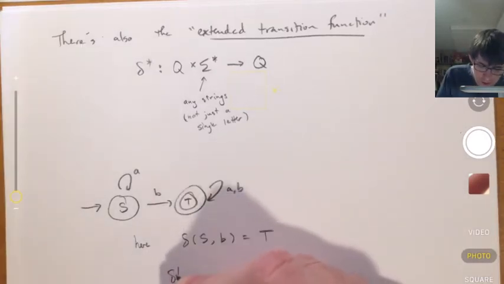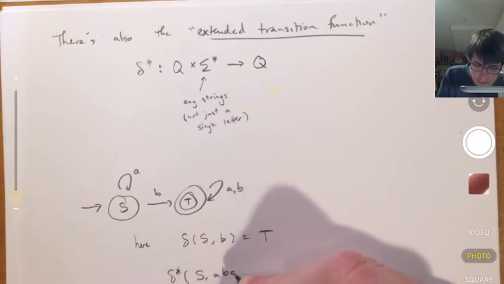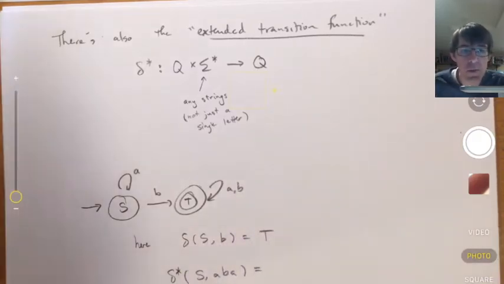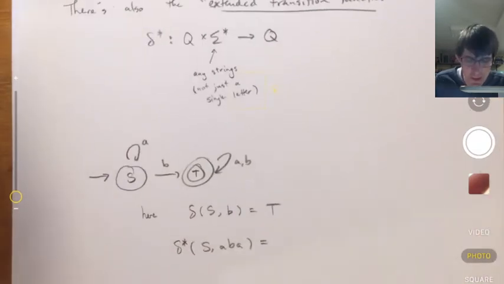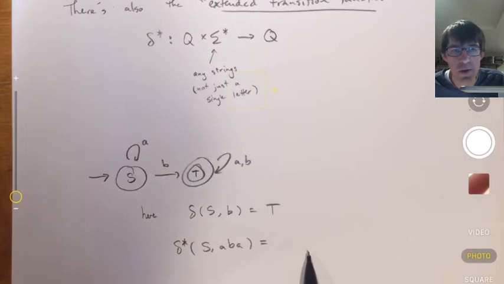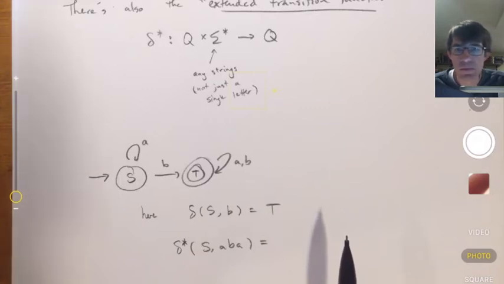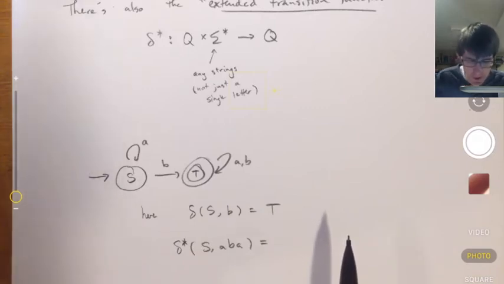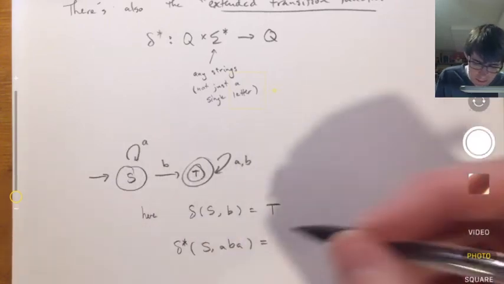It works like this. What is delta star of, let's say, S, A, B, A? It's the same idea, but you're just putting a whole string in there rather than a single letter. So this still means if I start in this state S, and then I do ABA, what's the state I end up in? You just got to follow the arrows. What do you think? T. I think T. Yeah, if you start in S and you do A, then B, then A, you end up in T.